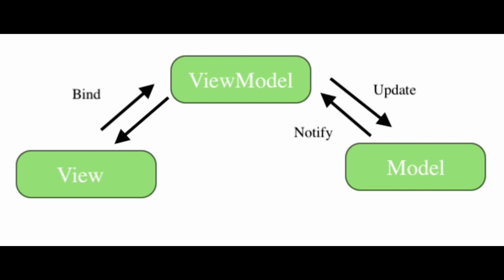Another benefit of the MVVM pattern is that it enables developers to use data binding to automatically synchronize the view with the model. This means that any changes to the model are automatically reflected in the view, without the need for any additional code. That's a brief overview of MVVM architecture.